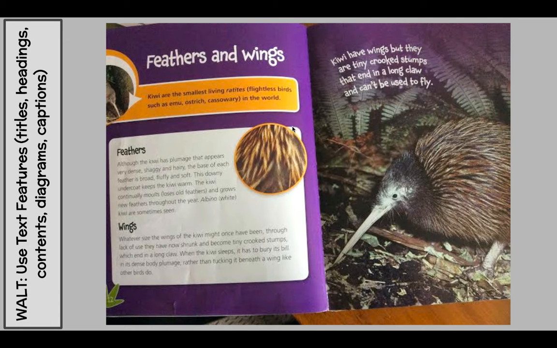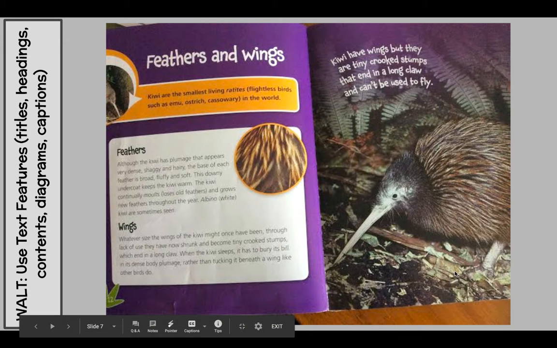The feathers and wings, again, the font is larger, it's darker, it's slightly different. We have a picture or a close-up photo of the wings to show the reader exactly what they look like. And the wings are here. Now here's a bit of information here, and again another lovely photo of the kiwi.